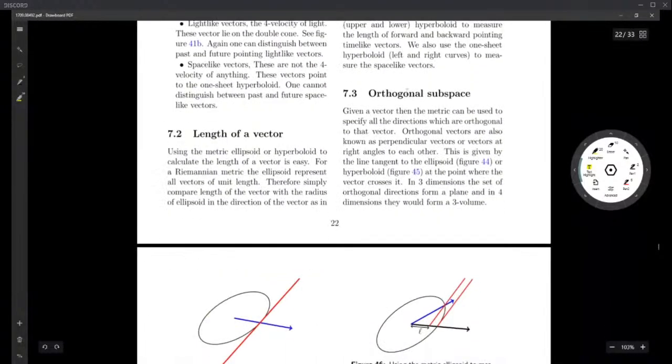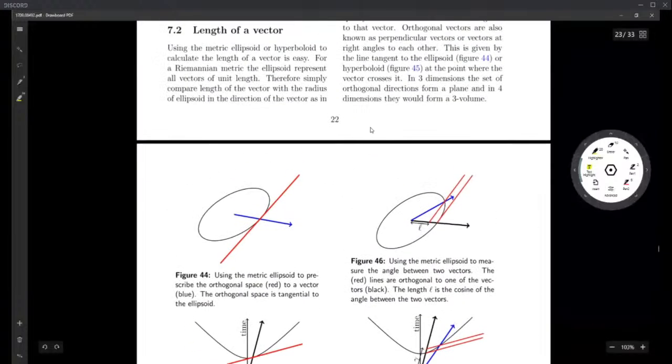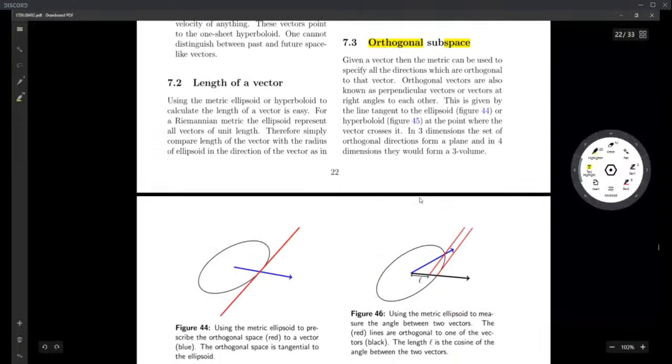Right. So we've been dealing with a lot of spaces. As usual, we'll just use a bit of etymology. Orthogonal means perpendicular. If you're given a vector, then the metric can actually be used to specify all the directions that are perpendicular to it. So you can collect these vectors at a point, and you can form a plane around them, and this plane is called the orthogonal subspace.